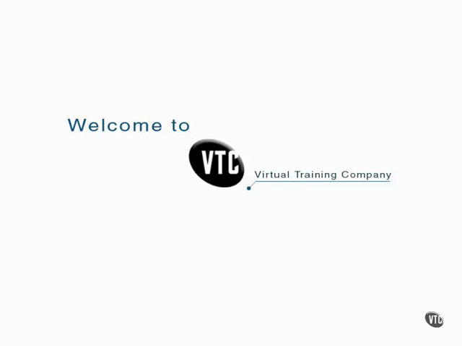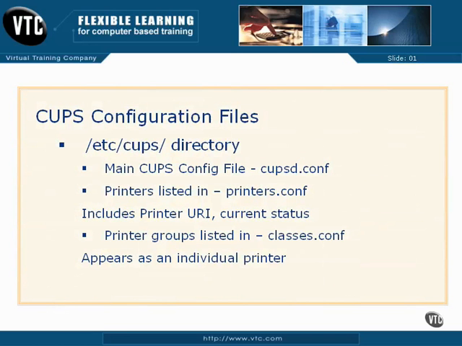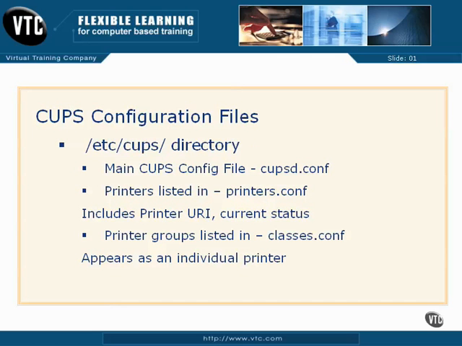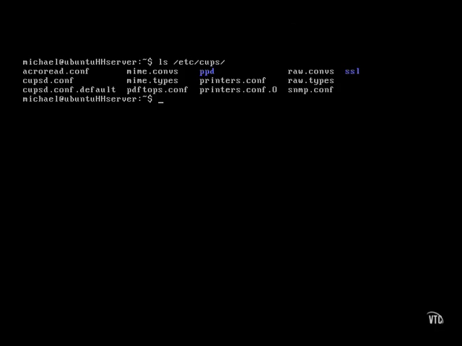CUPS configuration files. The configuration files associated with the CUPS service are stored in the /etc/cups directory. A brief description of each file in this directory can help you understand the ins and outs of the CUPS service. But I won't review these files quite in order.